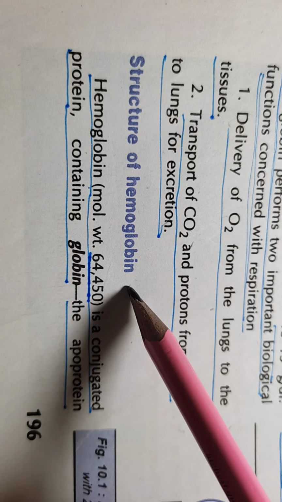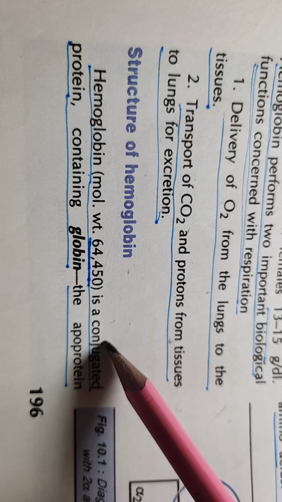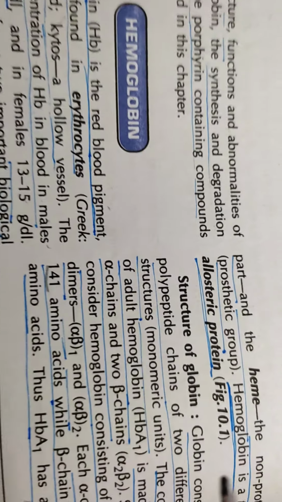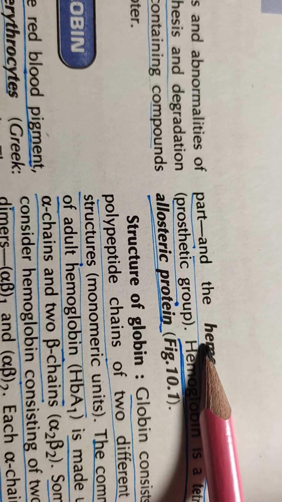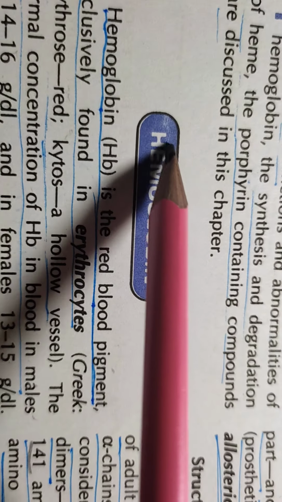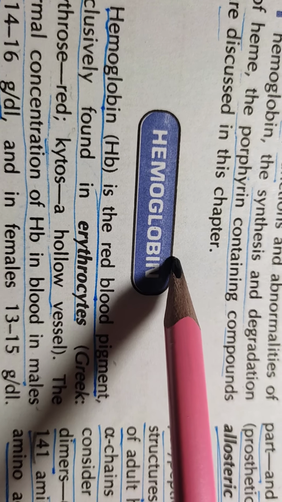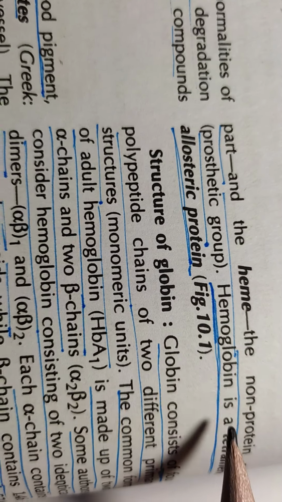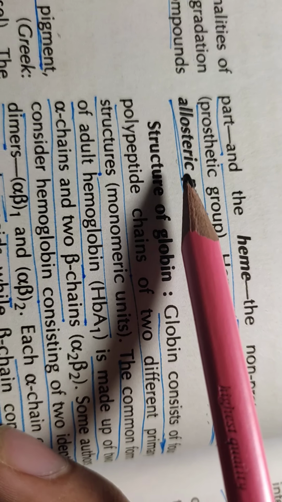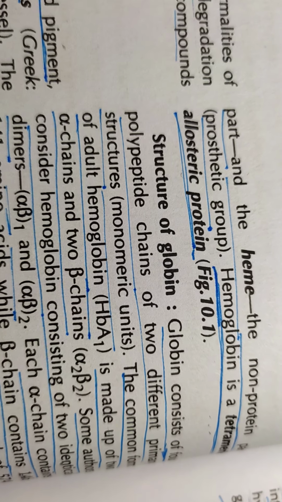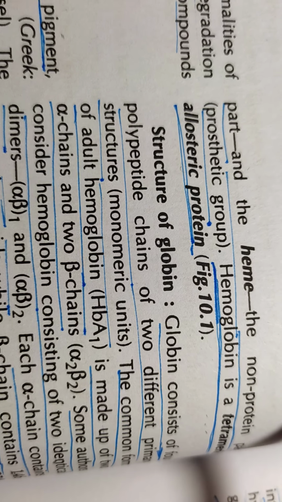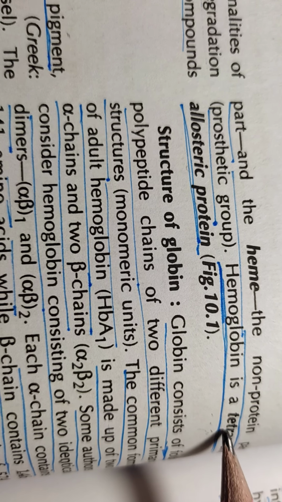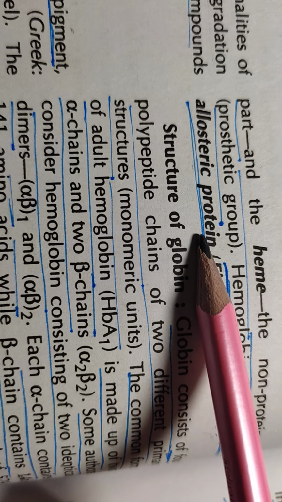Coming to the structure of hemoglobin, hemoglobin is a conjugated molecule containing globin, which is the apoprotein part, and heme. So hemoglobin consists of two words, heme and globin. The globin is the apoprotein part and heme is the non-protein part. Hemoglobin is a tetrameric allosteric protein. We call it by this name because it binds with four molecules of oxygen and is cooperative in its binding.